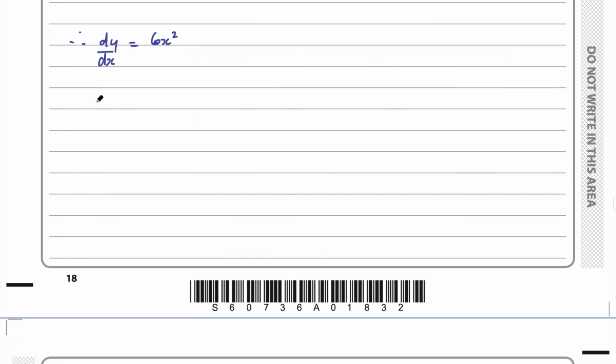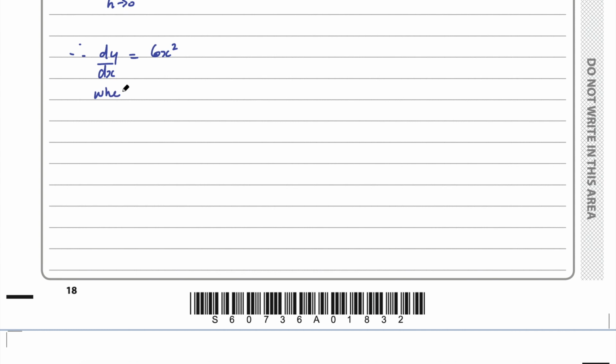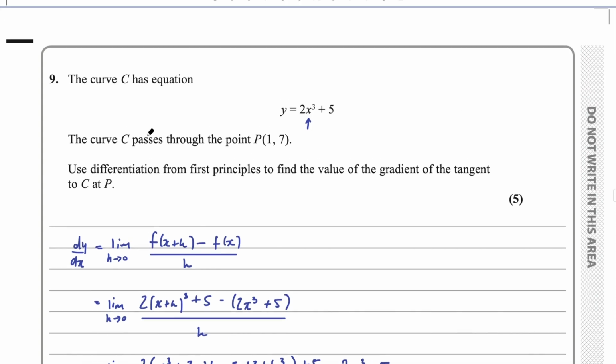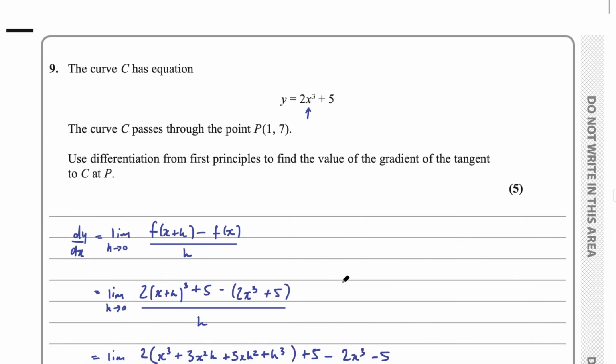So we can see we didn't make any mistakes in our working there. So let's go ahead and say when x equals 1, dy/dx equals 6 times 1, which will just be 6. So therefore we can say the gradient at P equals 6. And so we've answered the question and we're done. And that was question 9 for 5 marks.